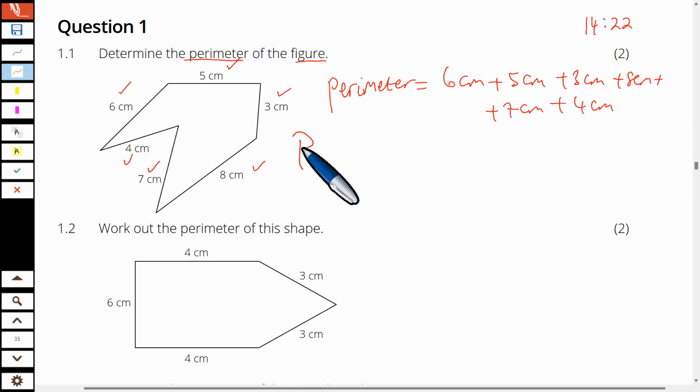So the perimeter therefore is, if you add all these numbers, what we get is actually 33 centimeters, and this is the perimeter. So what is the perimeter of a shape? The perimeter of a shape is the sum of the lengths of the sides of the shape. So we look at the next question.